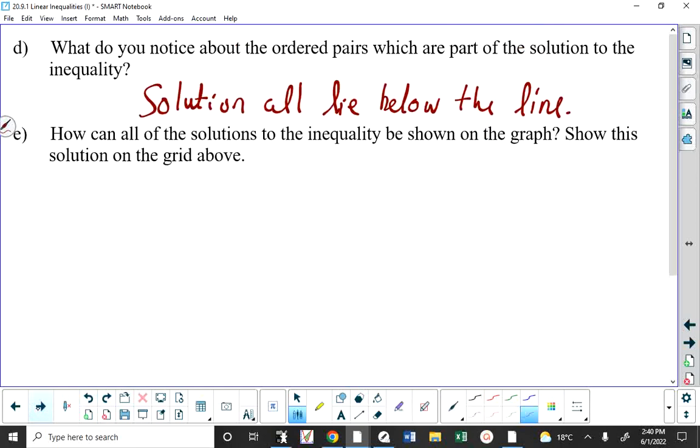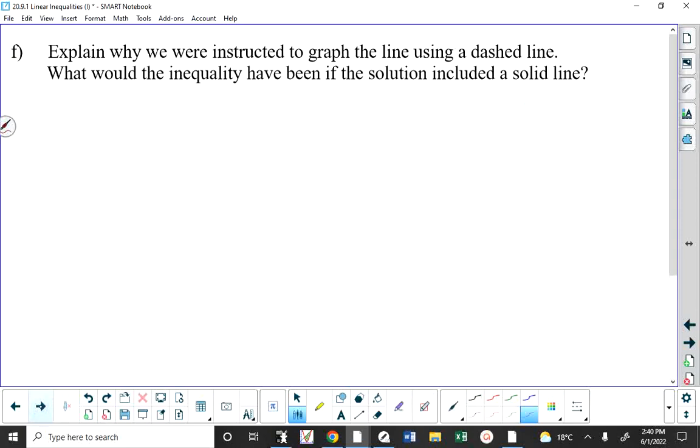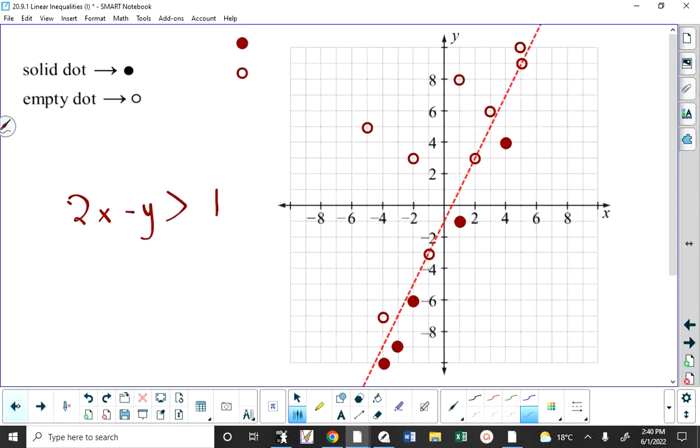How can all of the solutions be shown? Well, again, with a linear inequality, we just drew an arrow indicating every number that way. But here, let me ask you a question. Do you believe that this would be a solution? Let's try it just to convince ourselves. That's 5 comma 1. So put 5 in for x, 1 in for y, see if it's true. 5 times 2 is 10, minus 1 is 9. 9 is greater than 1, and it's true.